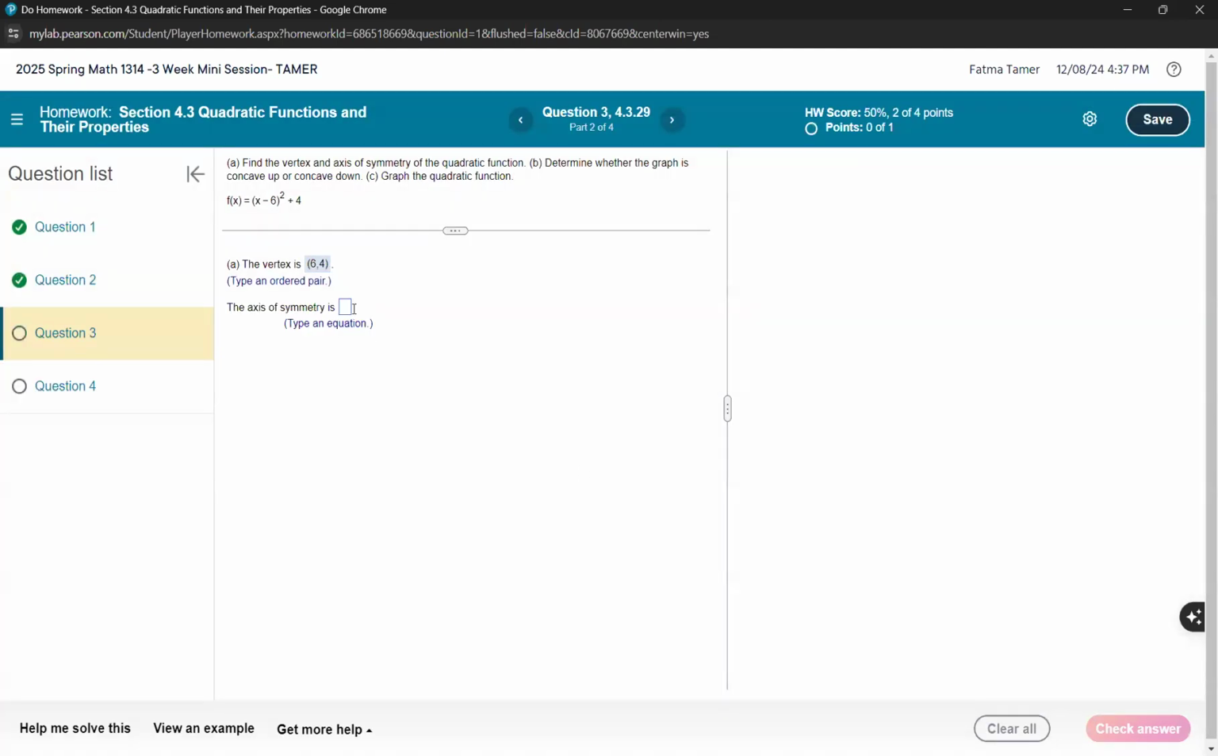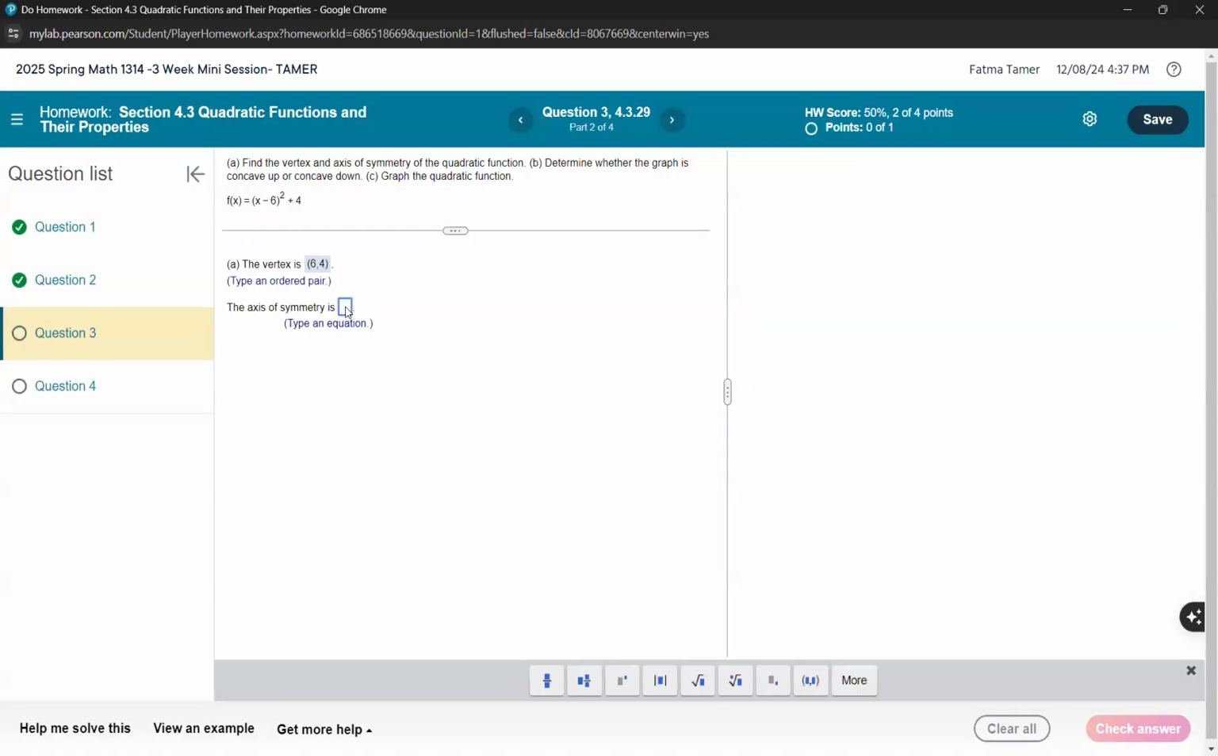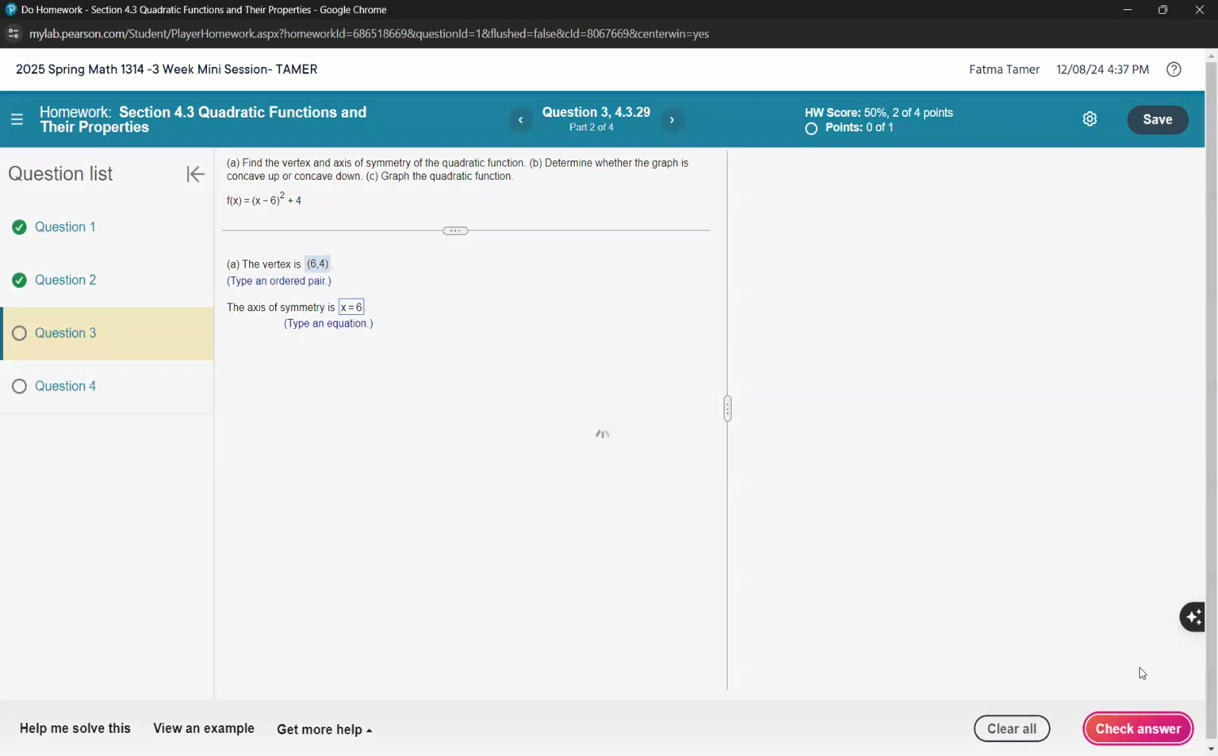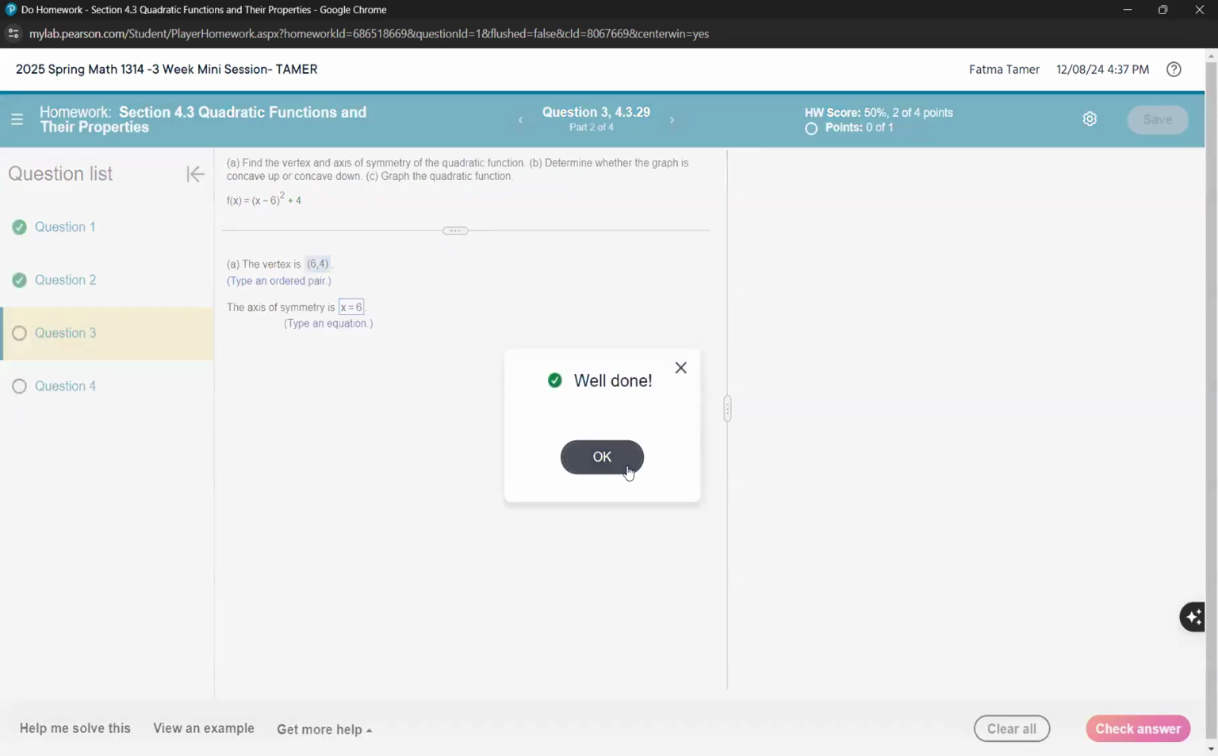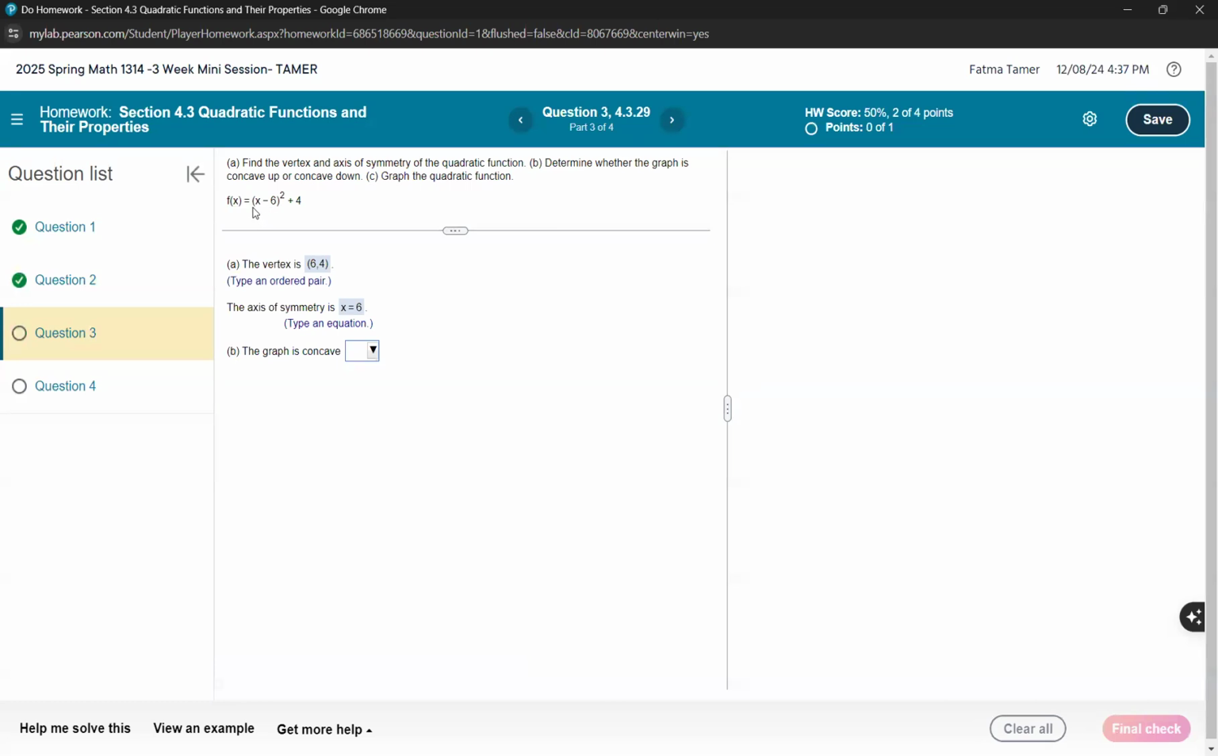For the second part, the axis of symmetry always starts with x equals, and then the first number from your vertex is 6. X equals 6 is the axis of symmetry. And the third question is, because (x minus 6) squared is a positive term, we're going to say that it's an upward graph. So we're going to be concave up.